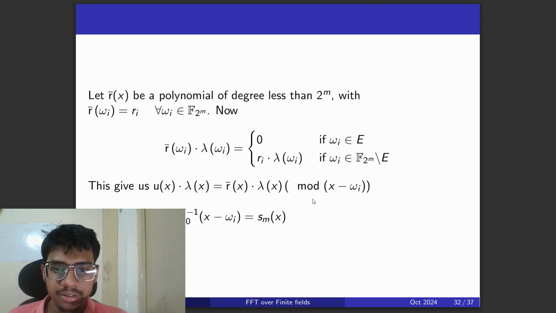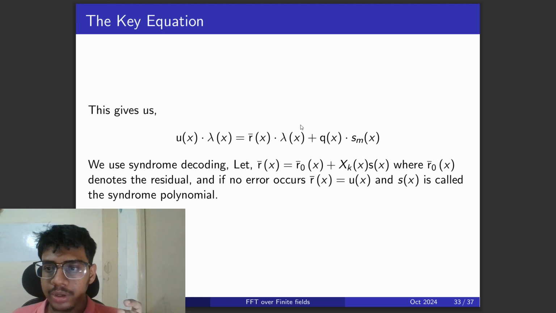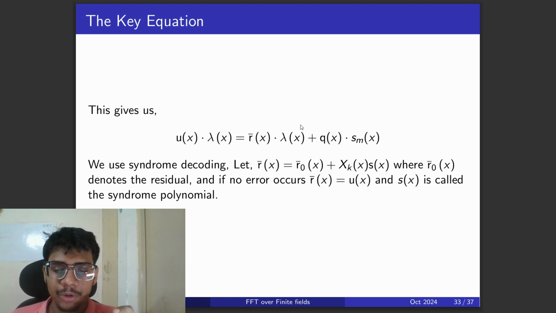Also, we can break down this mod by adding up some quotient. So we can write this as u of x dot lambda of x equal to r bar of x dot lambda x plus q of x dot s of x. So we can just evaluate this and find. We can use our Euclidean algorithm to evaluate lambda x by putting in Sn of x and r bar of x. But here we don't know about r bar of x.